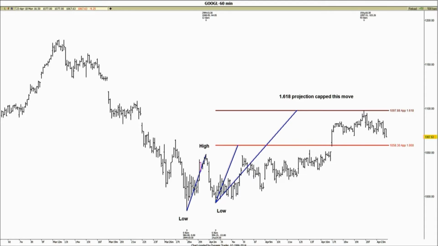All right, another example of a projection. This is in Google on a 60-minute chart. Here, I ran the low to the high from the low. We ran the 100% projection, which did not stop the market at all. We gapped through it. But the 1618 projection did end up capping the move.